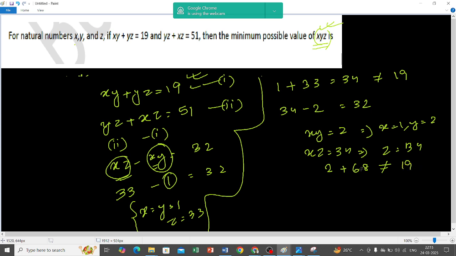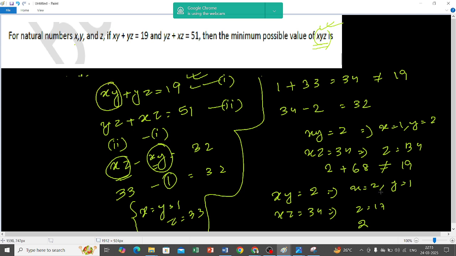But we can reverse the order. We can do vice versa of it. So xy equals 2. I can make x equals 2, y equals 1. That is also possible. If that is the case, then xz equals 34. So if x equals 2, z will be 17. Now let me see what is xy? 2 into 1, 2. And what is yz? 17 into 1, that is 17. That is equal to 19.